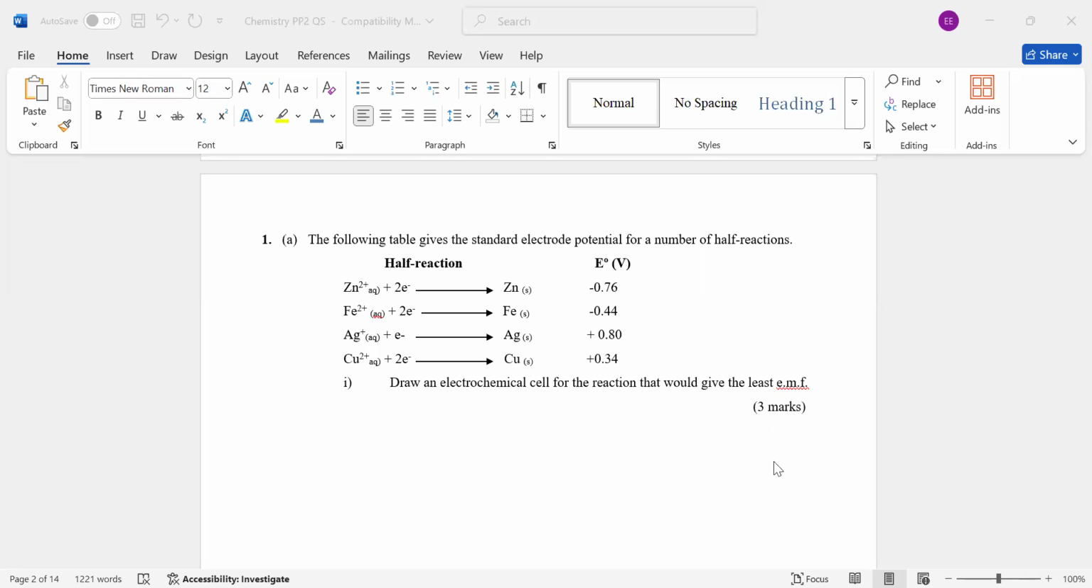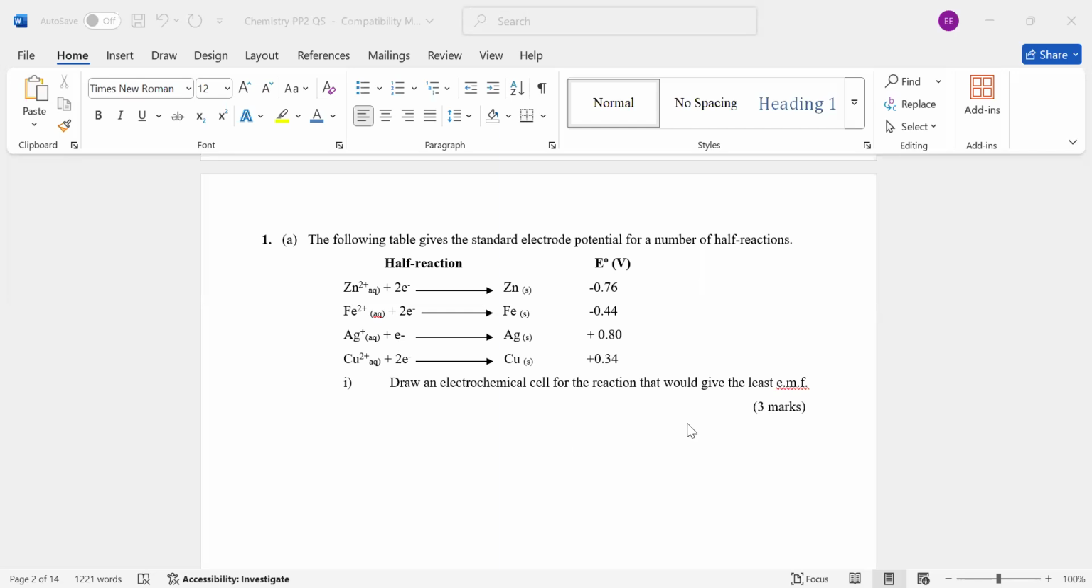And what if you are asked about the reason why we have chosen the two? The two, zinc and iron. Of course. Yes.